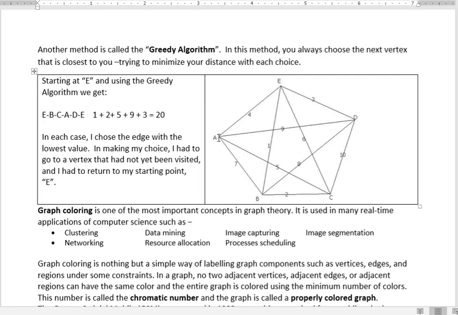Then at A, I'm looking to not retrace back to anything I have done yet. So from that, I want to go to D. I don't want to go back to B or C because I've already been there. Does that make sense? And then from D, I'm going to go back to E, 20. In each case, I chose the edge with the lowest value. I had to go to a vertex that had not yet been visited until I returned to my starting point. So that's how you're going to do those.